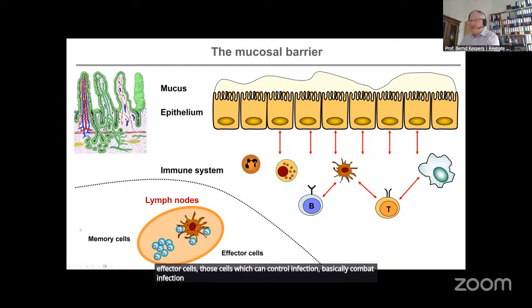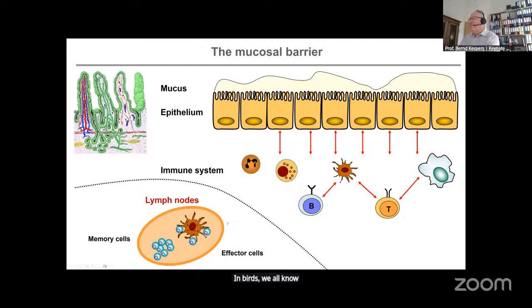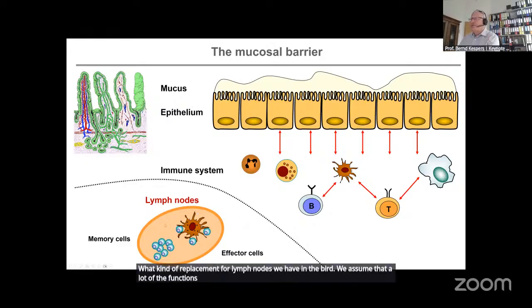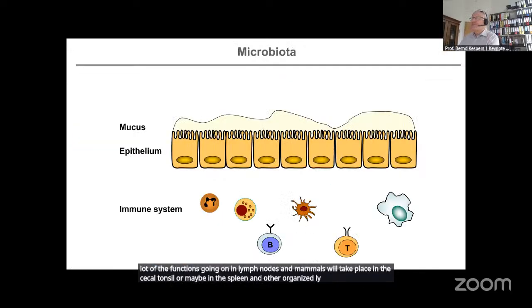In birds, we all know lymph nodes are lacking. We have up to now very little information what kind of replacement for lymph nodes we have in the bird. We assume that a lot of the functions going on in lymph nodes in mammals will take place in the cecal tonsil or maybe in the spleen and other organized lymphoid structures.